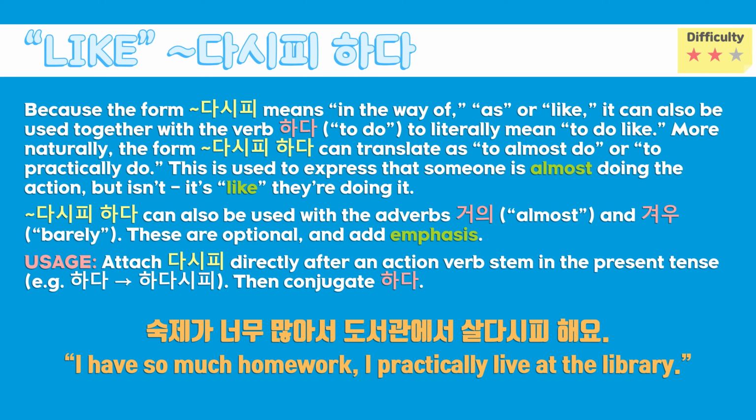To use it, attach 다시피 directly after an action verb stem in the present tense. So 하다 would become 하다시피. Then conjugate 하다. 숙제가 너무 많아서 도서관에서 살다시피 해요. I have so much homework, I practically live at the library.